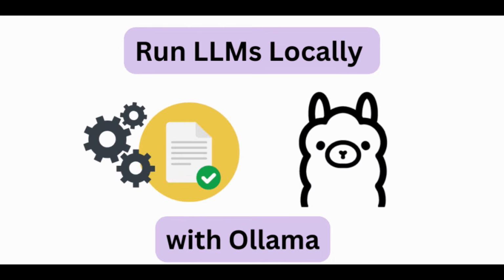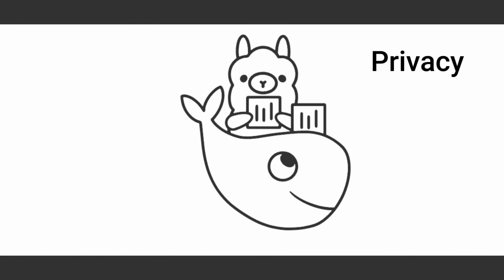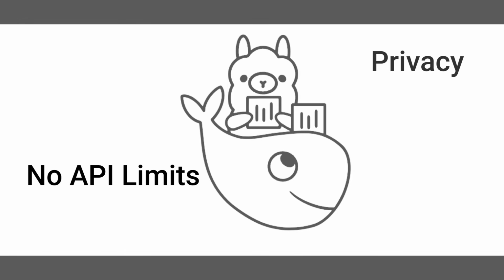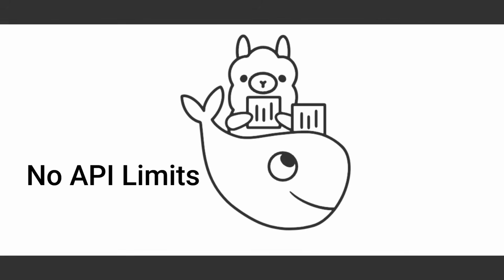Why does this matter? Two big reasons. Privacy, your data stays on your machine. Freedom, no API limits, no monthly fees. Whether you're a developer building with AI or just a curious explorer, Ollama makes local AI accessible.